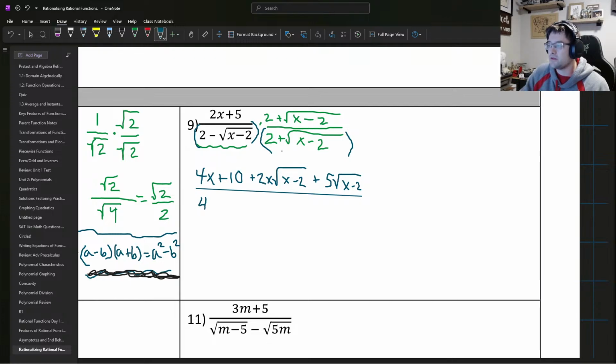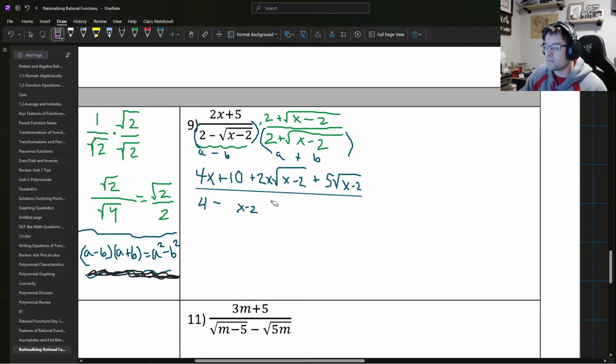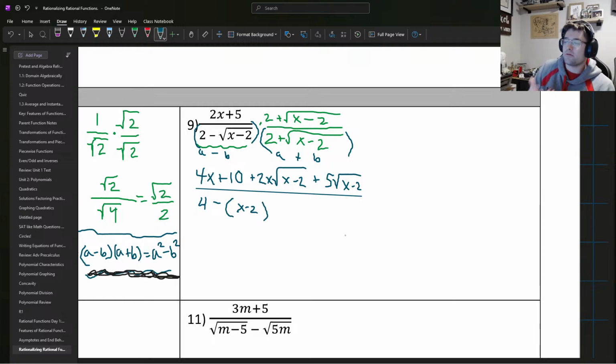And then the a minus b, a plus b, we know will multiply to be a squared minus b squared. So 4 minus b is square root x minus 2, but then that's squared, so then that's just x minus 2. But I'm going to leave it as a quantity. It needs to stay as a quantity with parentheses so that I don't misplace a negative.